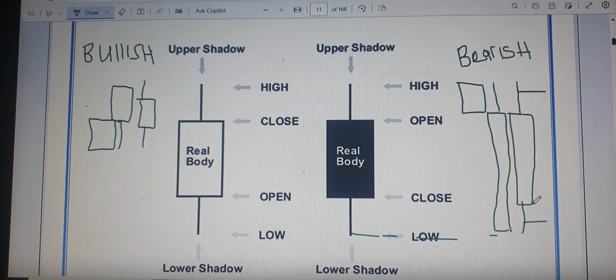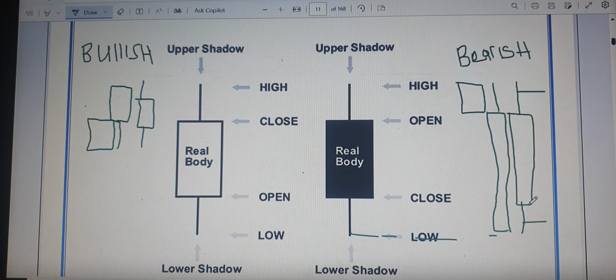For all beginners, make sure you understand this. We shall have more on the anatomy of candlesticks. We will look at the different candlesticks and how they perform within the market.